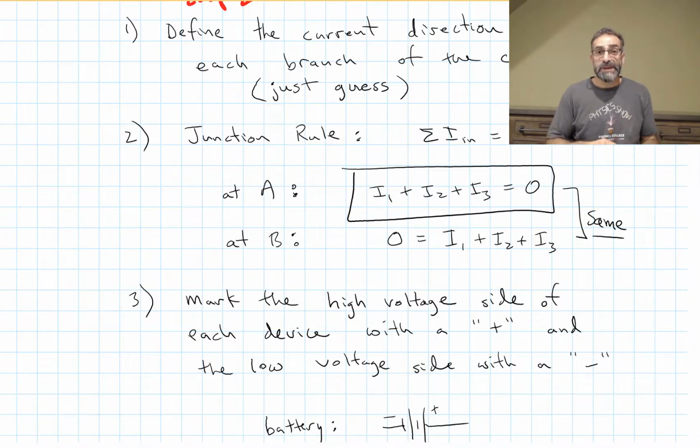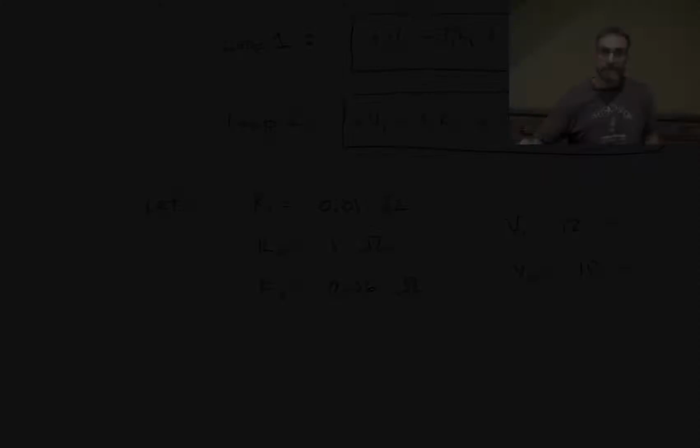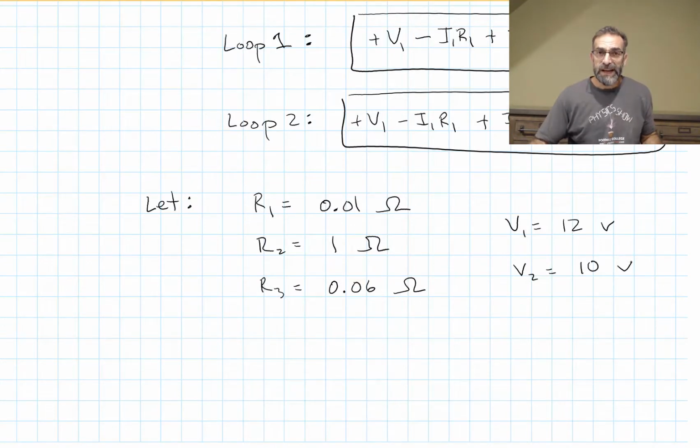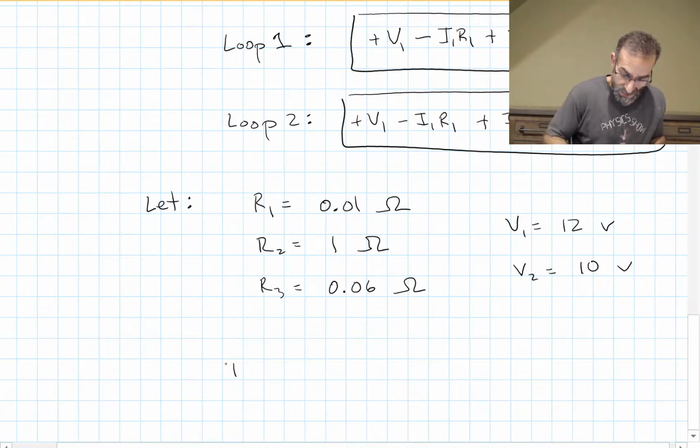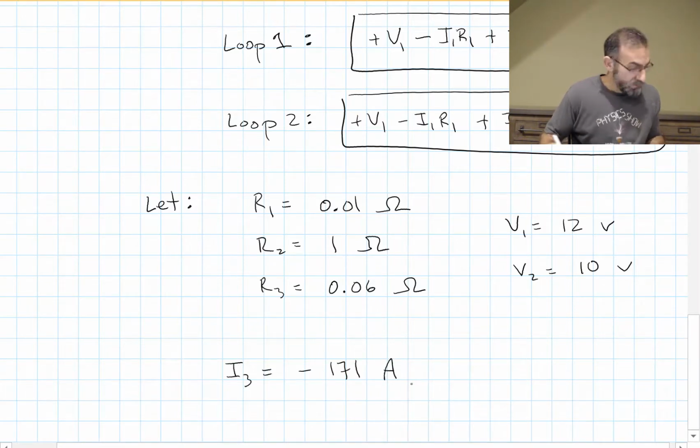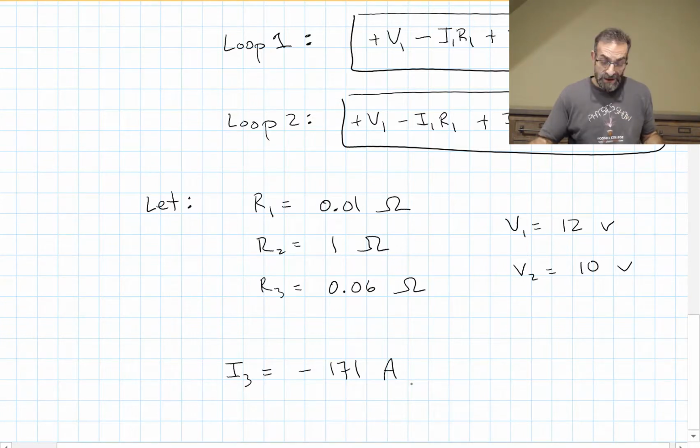It gives me equation 3. So I have 3 equations. I can solve for 3 unknowns. In this case, it's I1, I2, and I3. So let's use these values for R1, R2, R3, and my 2 batteries. And if I plug in these values and do a lot of algebra, I end up with I3 is negative 171 amps.